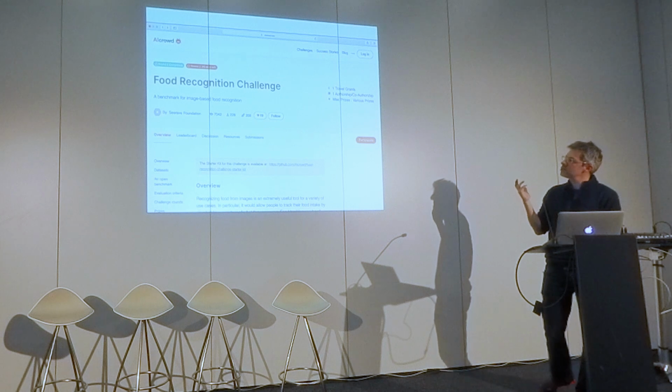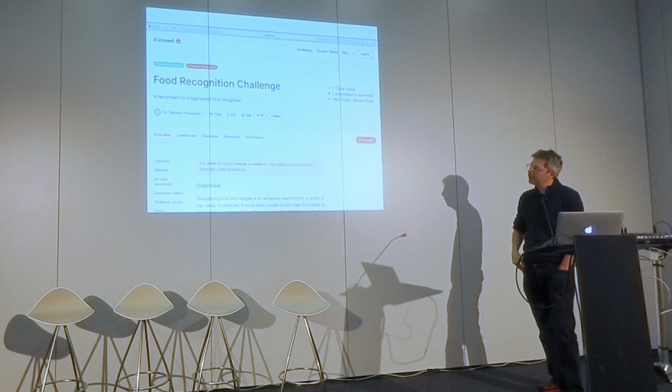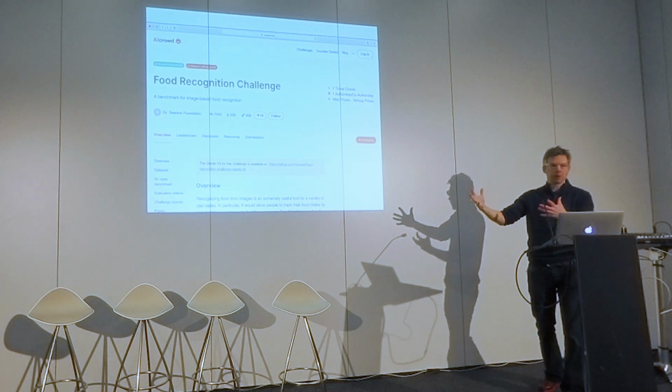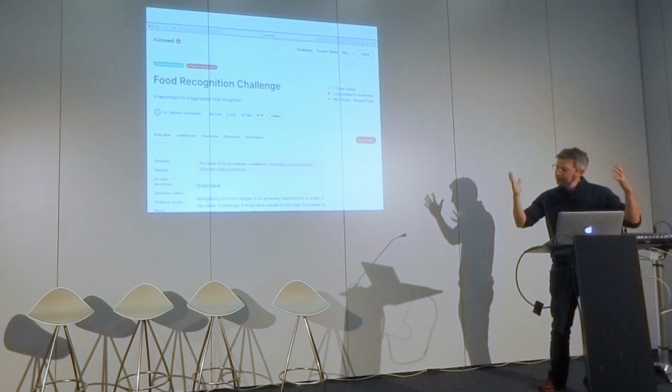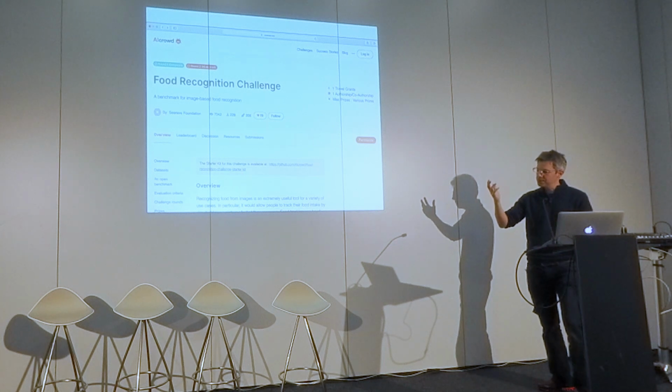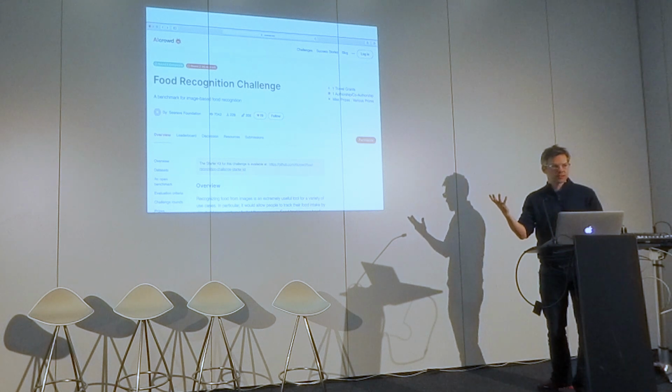And so this is essentially what it looks like. It's actually live on AI Crowd if you want to take a look. But so now we're putting this problem essentially there, and we say, okay, here are X thousand images with human annotations.